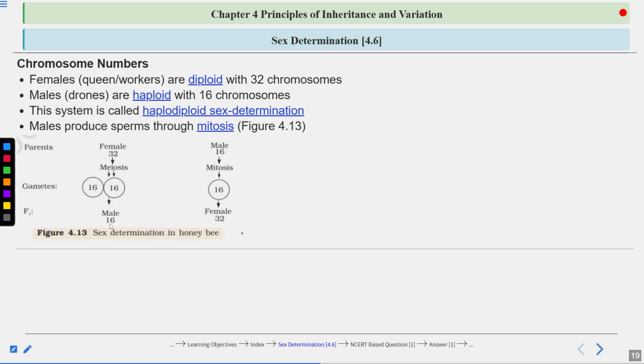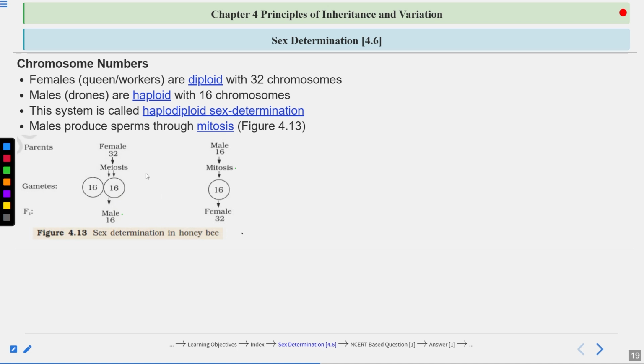Now males develop parthenogenetically. They develop without fertilization. So the unfertilized egg develops into males, which are the drones. So males will also consist of 16 chromosomes. They are haploid. They have n number of chromosomes. They have only one set of chromosomes. Okay. Now let's talk about the males. Males through mitosis produce the sperms. Sperm will also consist of 16 chromosomes.